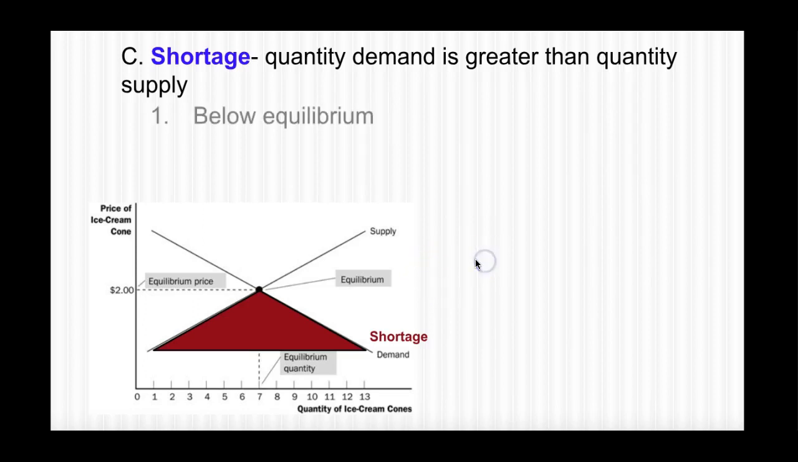You'll notice that shortages are always below equilibrium. Anything below equilibrium is where the quantity demanded is greater than the quantity supplied. Okay, how do we know that?